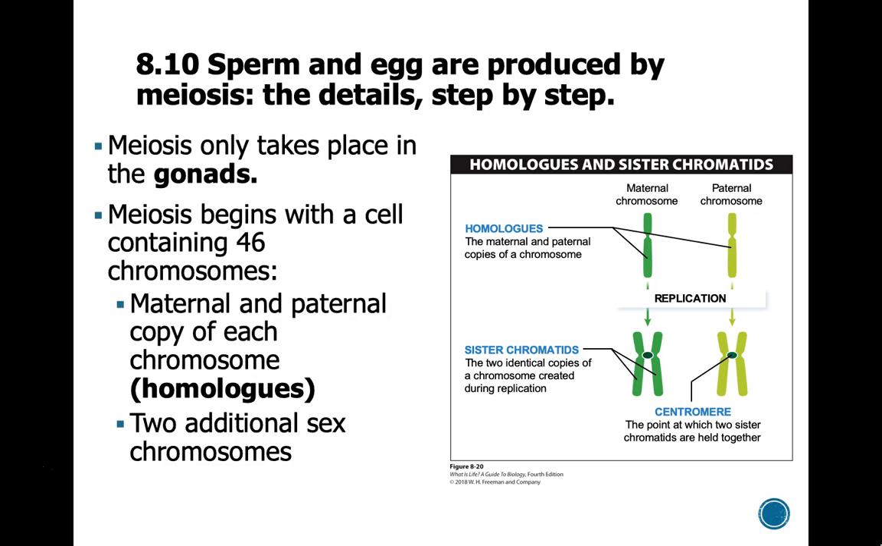So let's continue talking about meiosis here. Remember we said that meiosis occurs in the gonads. Those are specialized cells in the ovaries and testes that actually produce the sperm or the egg. Now, keep in mind that we are talking about meiosis in humans, so we're always going to start with 46 chromosomes, 2 copies of each type of chromosome, so 23 types for 46 chromosomes total.